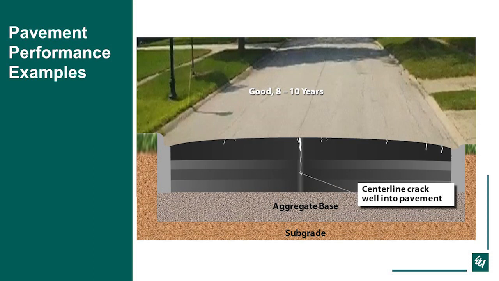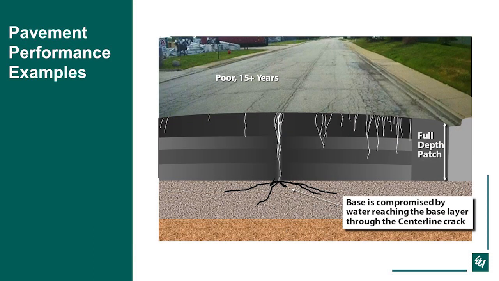And then here is a good pavement from 8 to 10 years. The center line crack is now well into the pavement structure. You're starting to see other cracks develop on the outsides and in the middle. And then here is a poor, 15 plus years pavement. Your center line crack has made it all the way down to the base, which is not good because water's reaching there now. And you have a lot of other cracking that's happening across the pavement section.